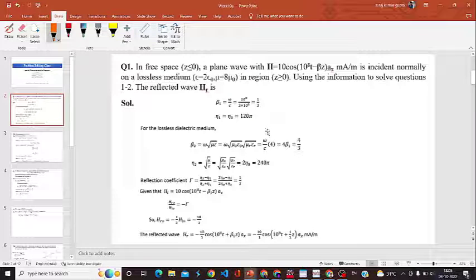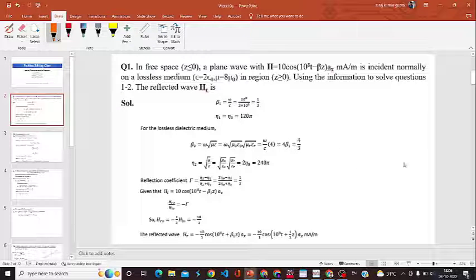So in the air media you have calculated the value of beta 1 by using omega by c, and eta, the intrinsic impedance, by using root over mu by epsilon. Once you put the values of mu naught and epsilon naught in the expression for the air media, you can calculate eta 1 as 120 pi.